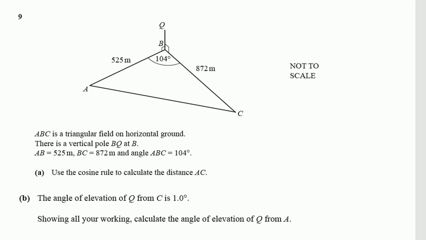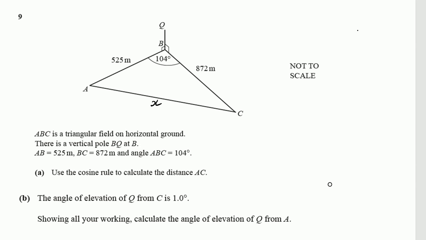Now in this question we have to read the information carefully and look at the picture carefully. This line up here to Q is actually a 3D representation. We've got a flat field, we've got a flagpole sticking up in the air up to Q. So we're going to have to visualize some triangles in 3D a bit later on in this question, but for right now we're being asked to use the cosine rule to work out this distance over here.